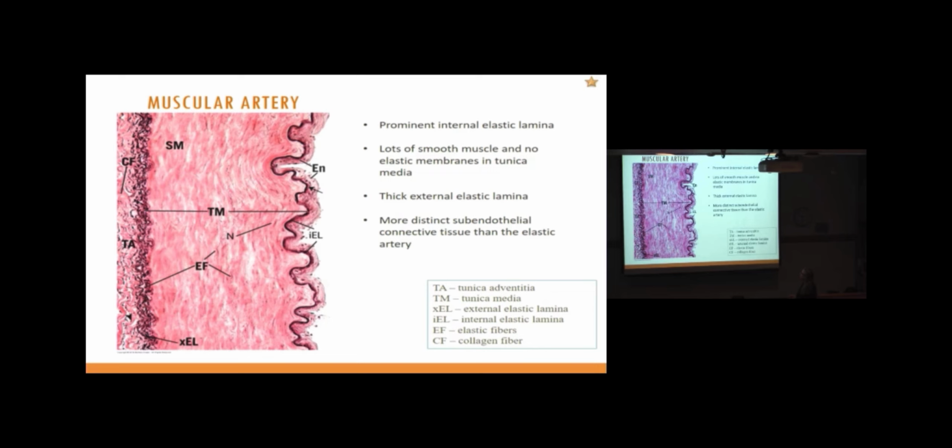Here's one here. There's one here. But they're not these huge sheets of elastic membranes. You can see that the external elastic lamina is also pretty apparent, although not quite as apparent as the internal. So then here's the adventitia filled with irregular connective tissue. It still has a vasa vasorum, big bundles of collagen fibers, lots of fibroblasts.